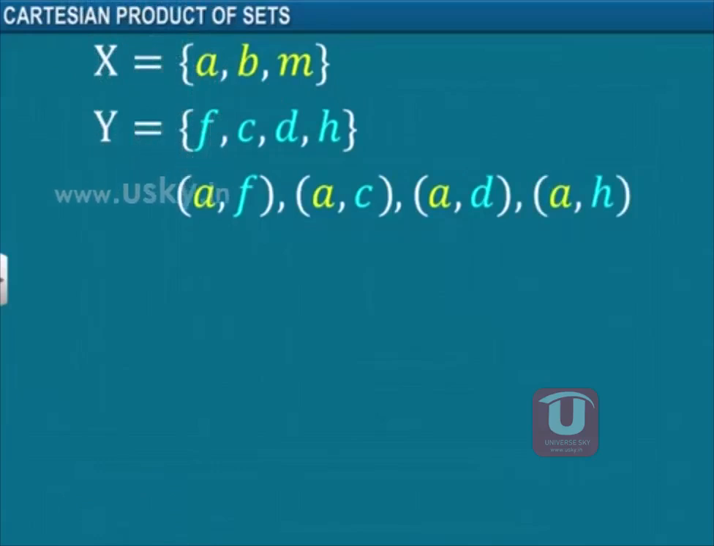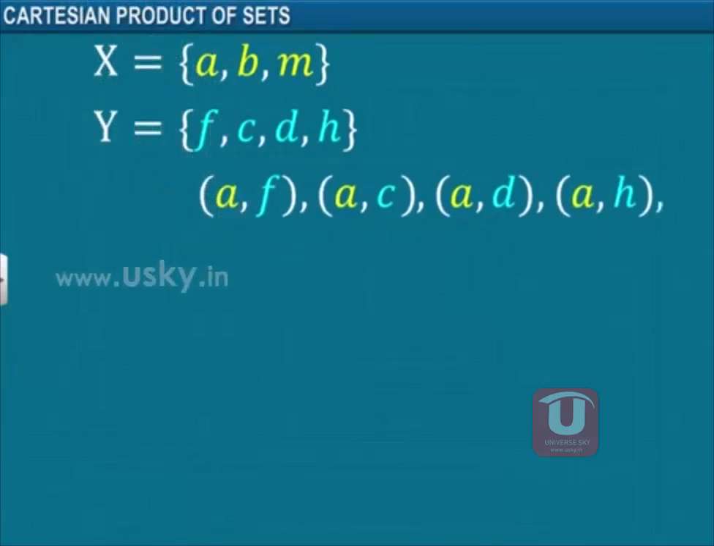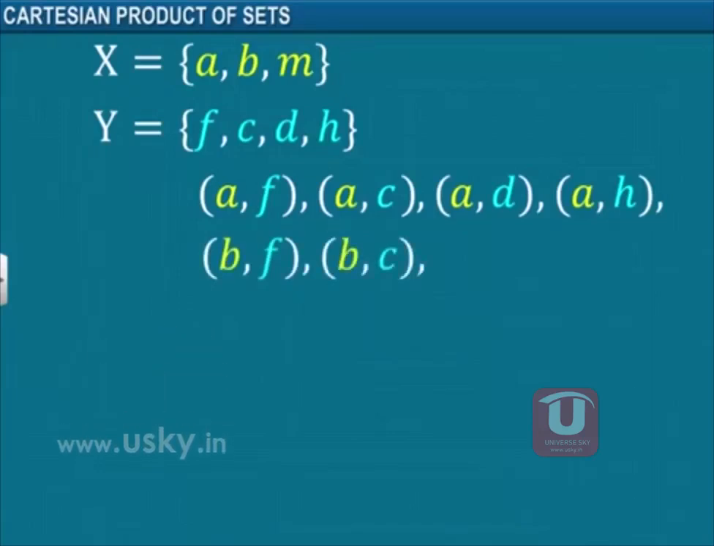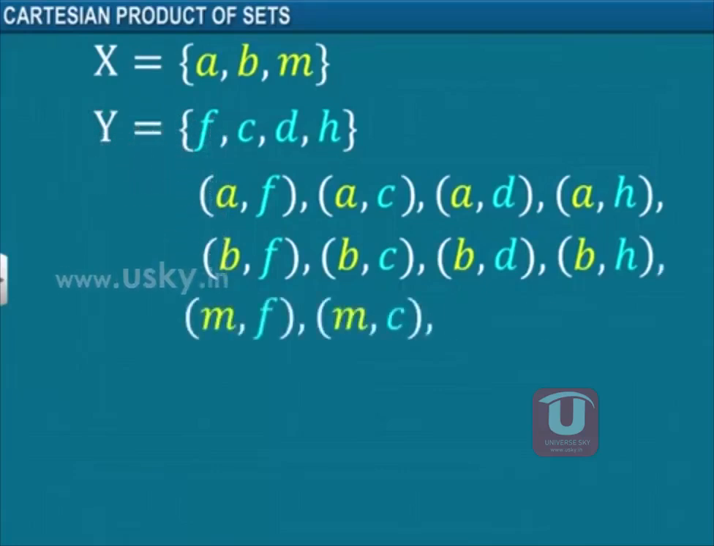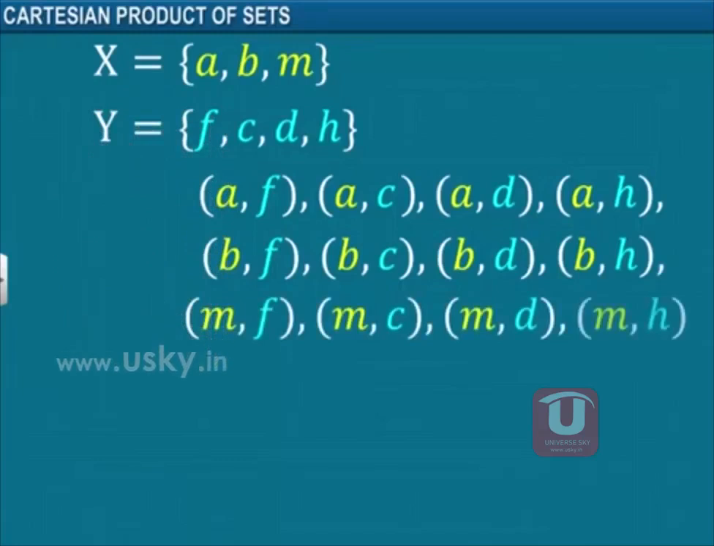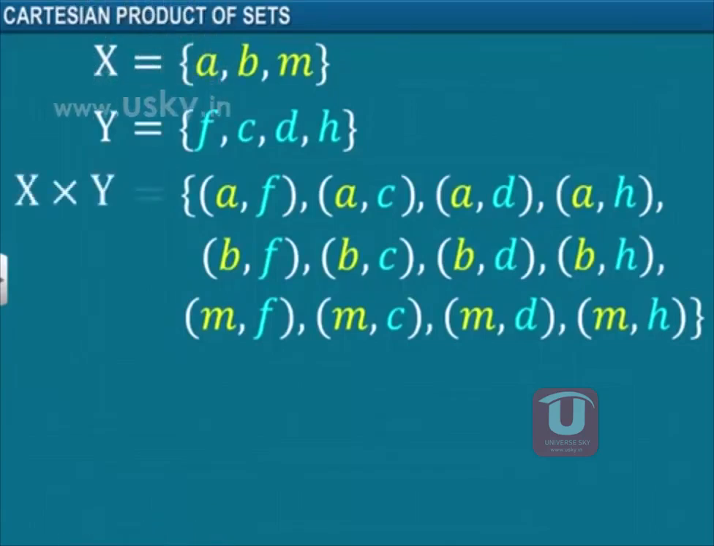Next, take the second element of set X and again keep on changing the second element of the ordered pair from set Y till they get exhausted. Continue in this manner till all the elements of set X gets exhausted. This is the Cartesian product of sets X and Y and is symbolically denoted by X cross Y. Let us take one more example.